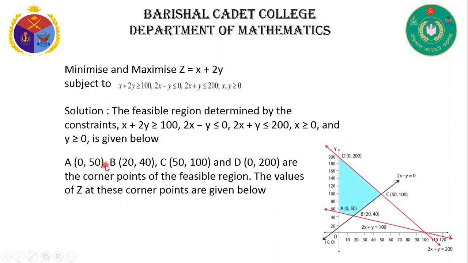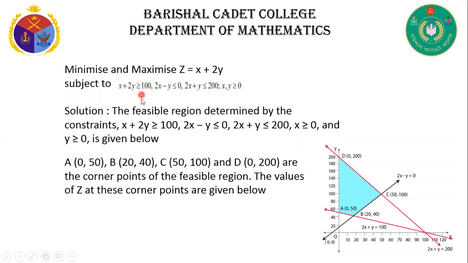Here A is 0, 50, and B is 20, 40, and C is 50, 100, and D is 0, 200. Here, putting all these values, then we find the direction.